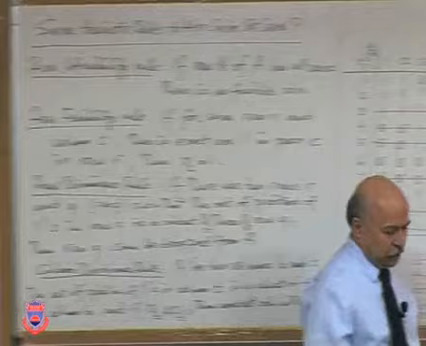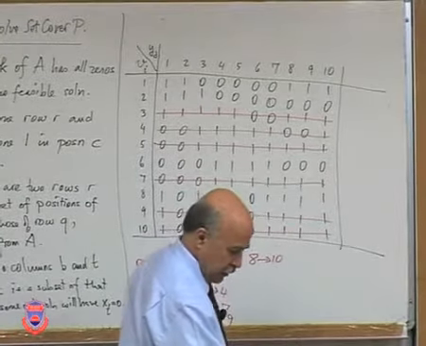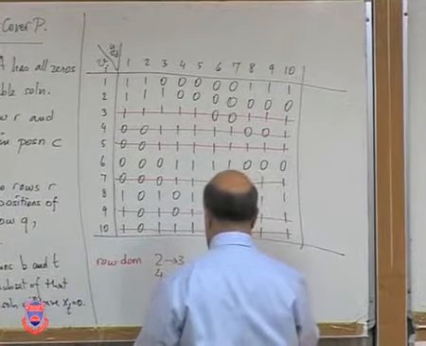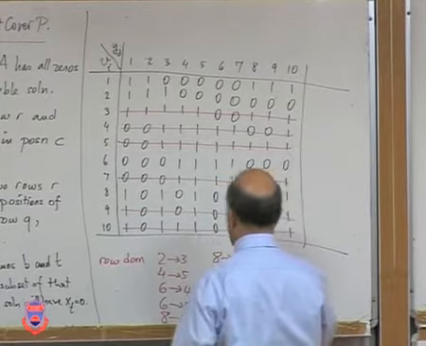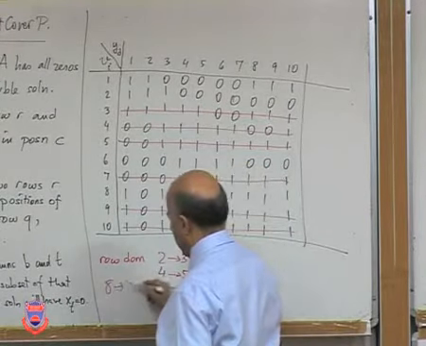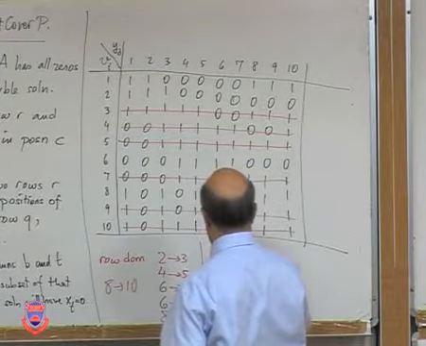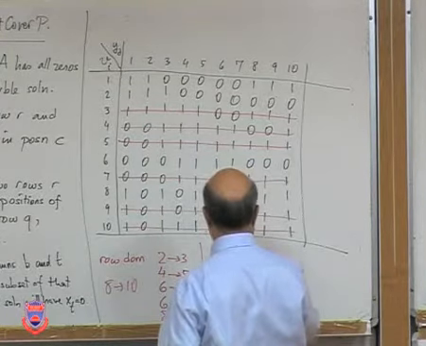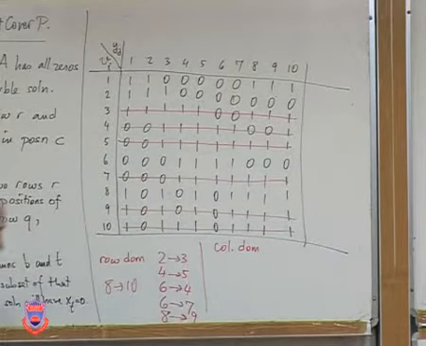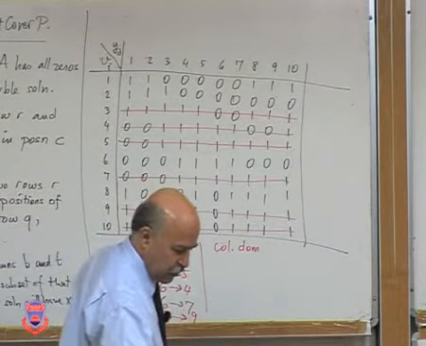All right, so that's row dominance, and then we have column dominance. 1 dominates 2. In that case, we don't have to pay attention to the costs.